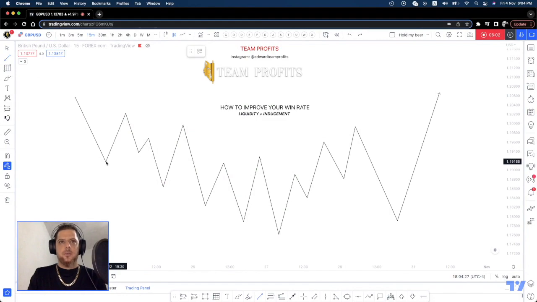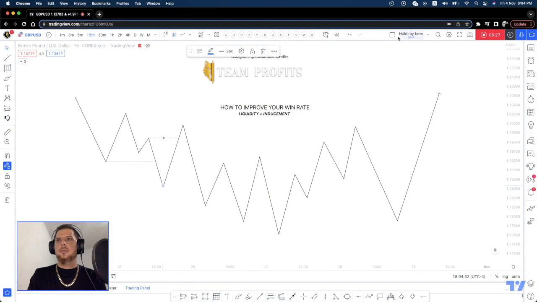So we have our first break of structure right here. As I mentioned, right here we see the market inducing. This is my inducement. The market pushes up and takes this out. After the price pushes up and takes out the first lower high, it confirms that this is my lower low.